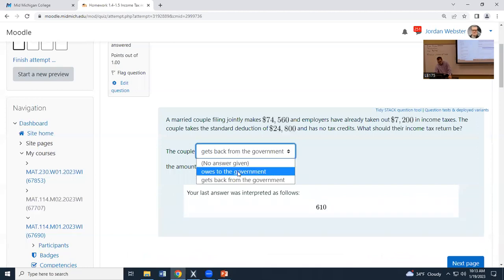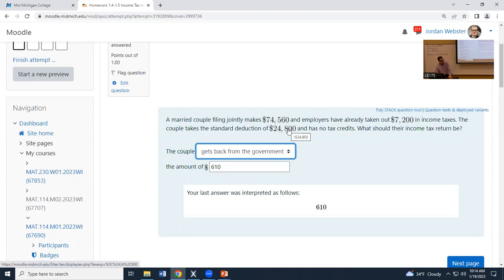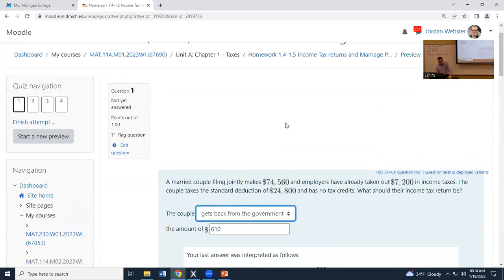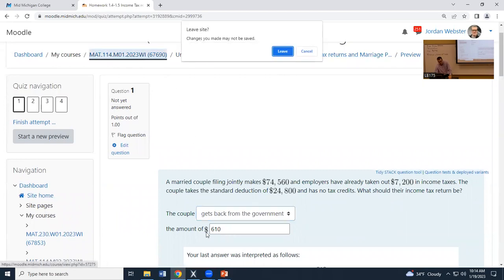You pick owes to the government $610, or in this case, gets back from the government $610. Now that's not the answer for this problem, that's probably just the answer for what's on the board. Okay. But yeah, always put a positive number in the amount.